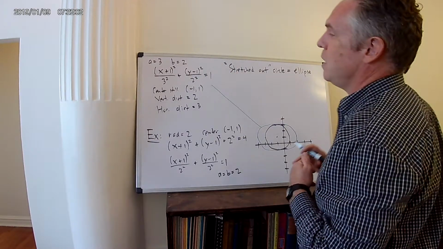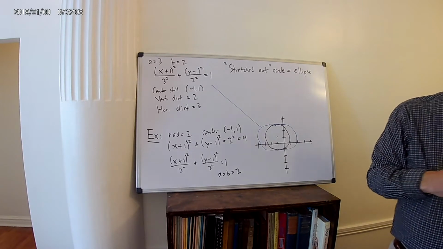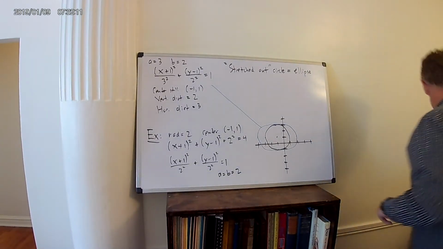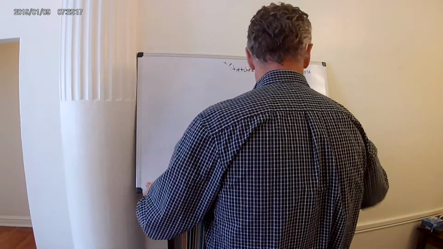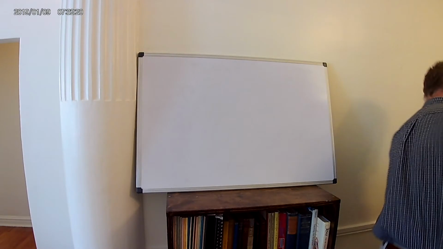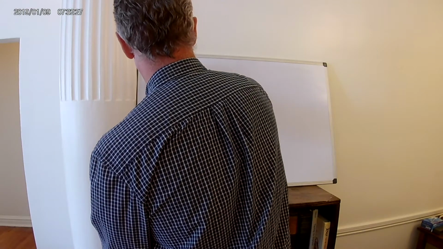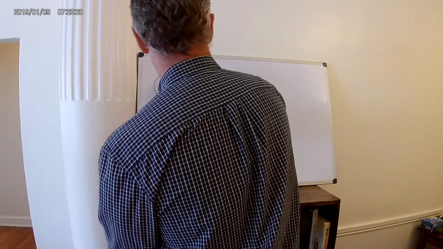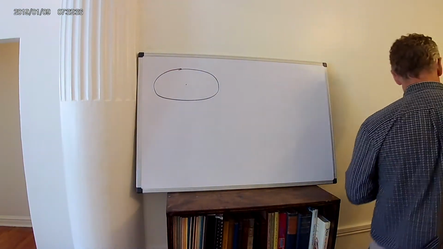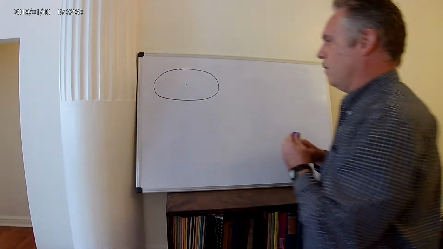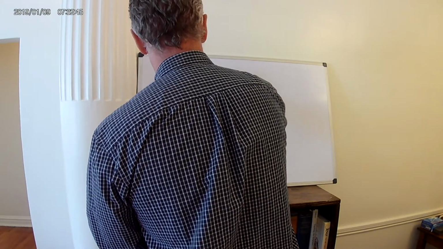So when a is not equal to b, we get an elliptical shape. Let me talk a little more generally about ellipses. Let me erase this and introduce you to the wonderful world of ellipses. An ellipse looks something like this. It's a stretched out circle and has a center here. There's some terminology we need to learn. There are two axes of an ellipse. One axis is that axis, and then we have this axis.